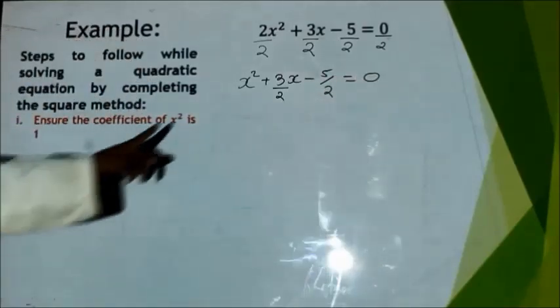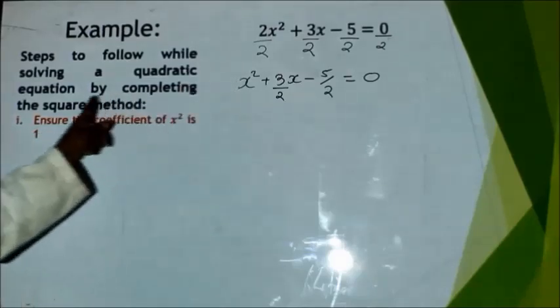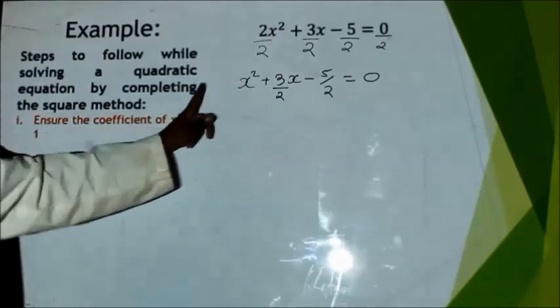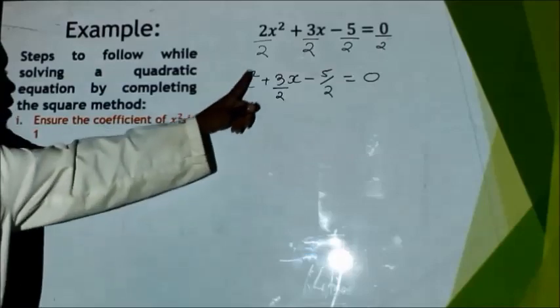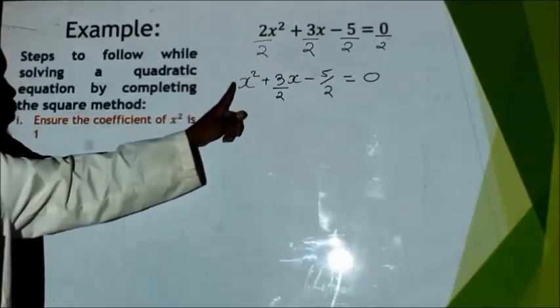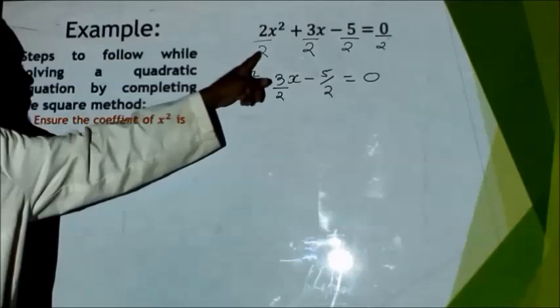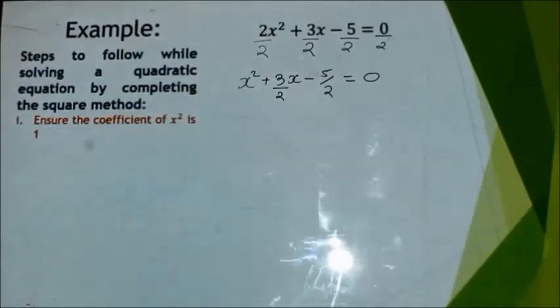That is how you make sure that the coefficient, the number before x squared, is 1. And how we have made it 1 is by dividing all through by the number before x squared.